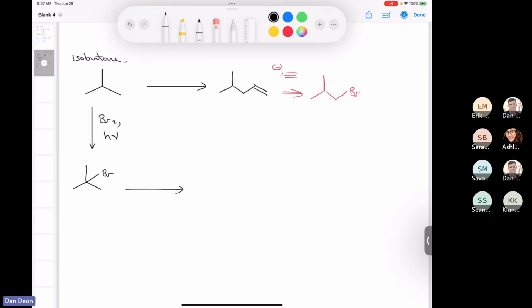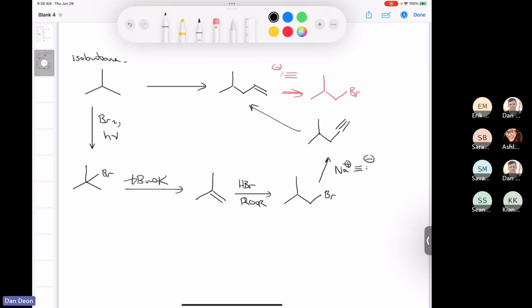But we know that if we treat this with a hindered base, like potassium t-butoxide, we're going to end up with isobutylene, this compound, and then we can do an anti-Markovnikov addition of HBr, and that will give us the primary alkyl halide, like this. After that, we can treat it with sodium acetylide, like this, and that will give us the alkyne, and then to reduce it, we're going to use hydrogen gas and Lindlar's catalyst.